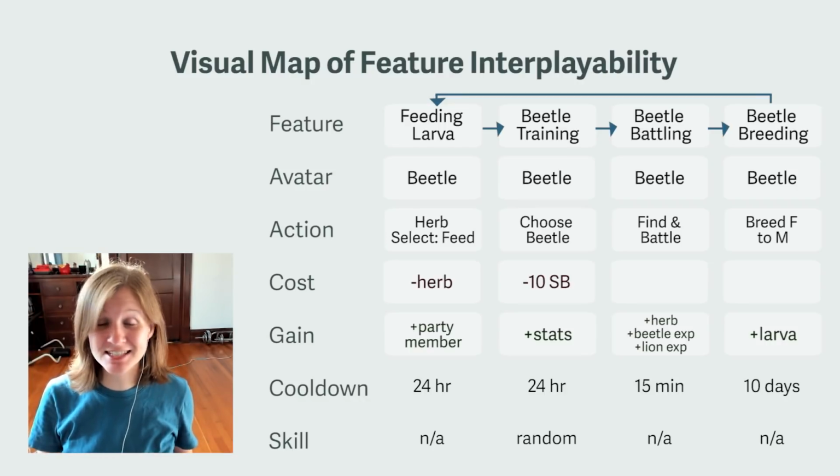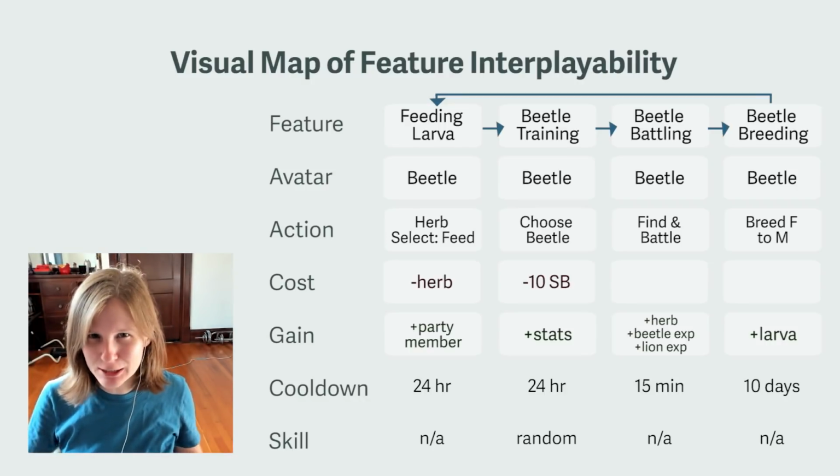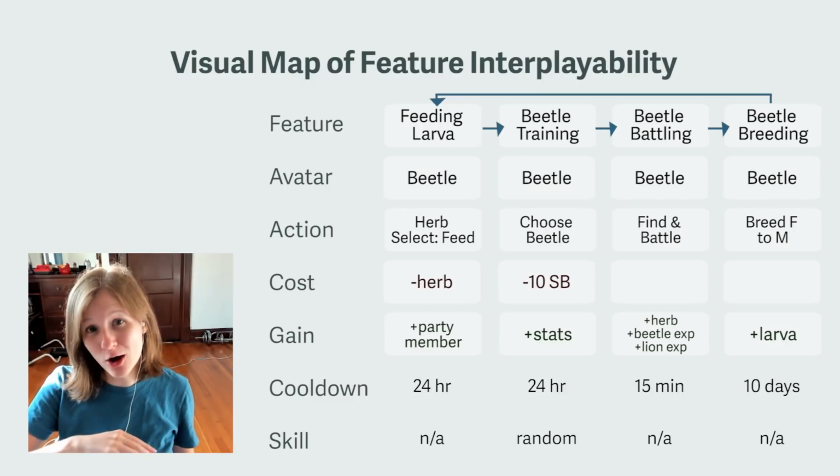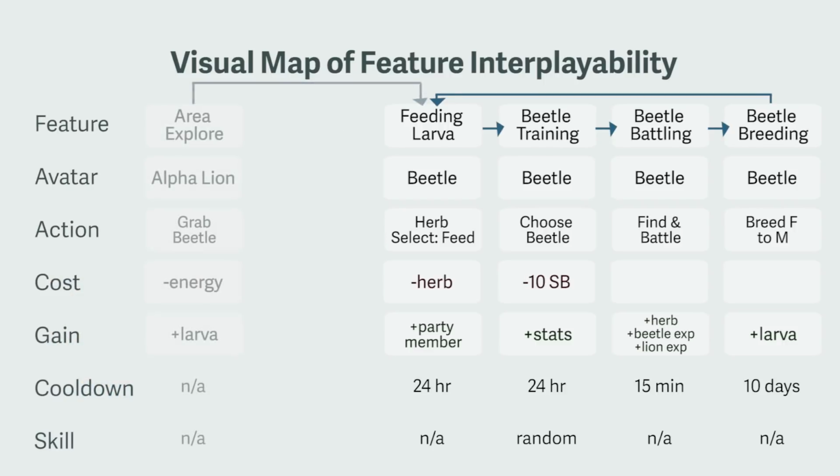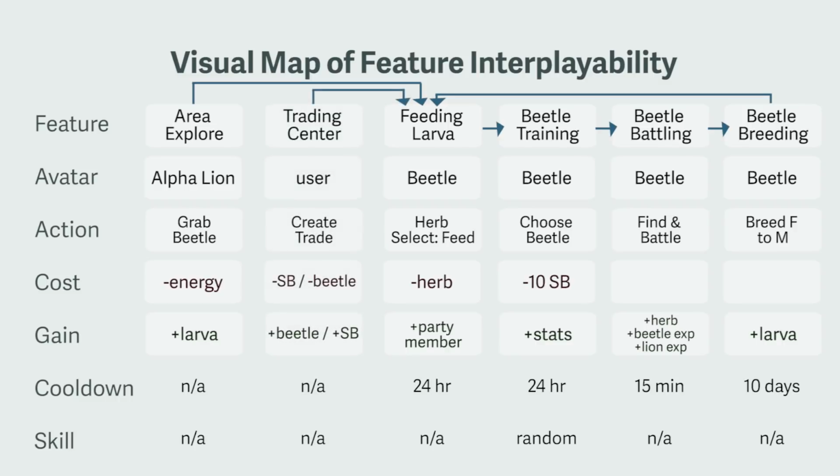However, this isn't the only way to get a beetle or to set off this tree. You can initially get a beetle from exploring. You can find larvae while exploring as an alpha lion, or you can purchase beetles from the auction house. So this is the entire feature map of how the beetle mechanics work.